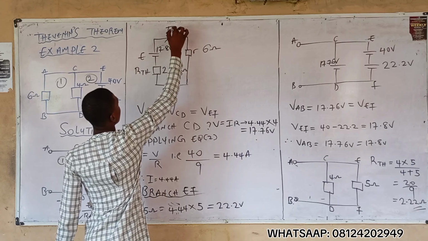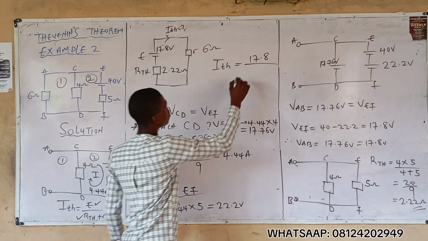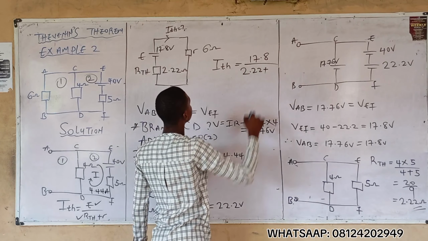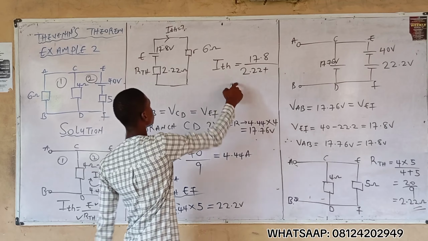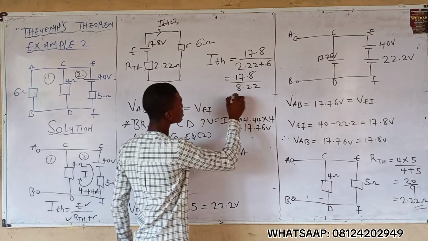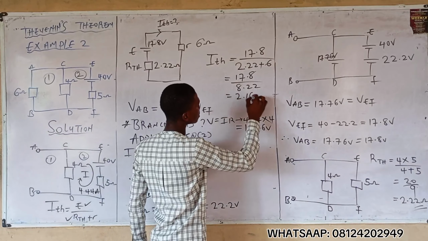Implementing Thevenin's formula, I Thevenin is equal to my E, which is 17.8, divided by your RTH, that's 2.2, plus your load resistor, that's 6. That's 2.165 ampere. So that's it. This is how you get the value of your current applying Thevenin's theorem.